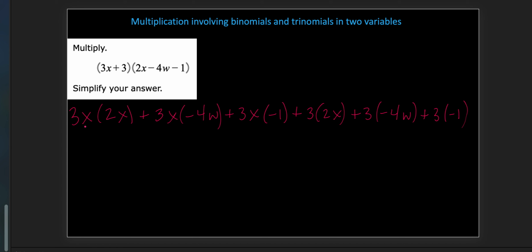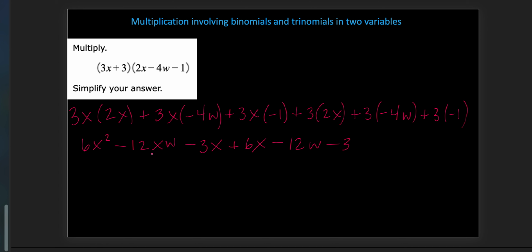And so 3x times 2x is 6x squared. And now we have a positive times a negative, so we'll get a negative. 3 times 4 is 12, and then xw, so we just write down xw. And 3x times negative 1 is negative 3x. 3 times 2x is plus 6x. 3 times negative 4w, that would be negative 12w. And then 3 times negative 1 is negative 3.